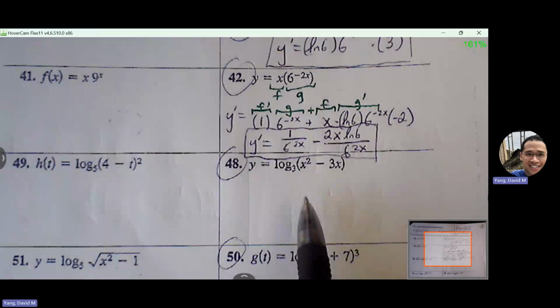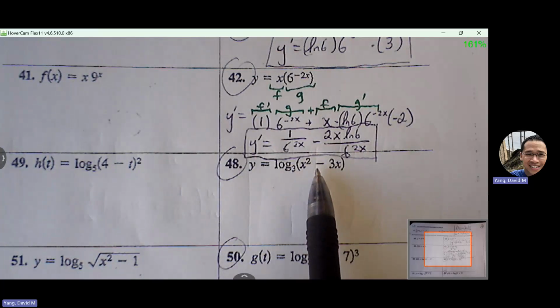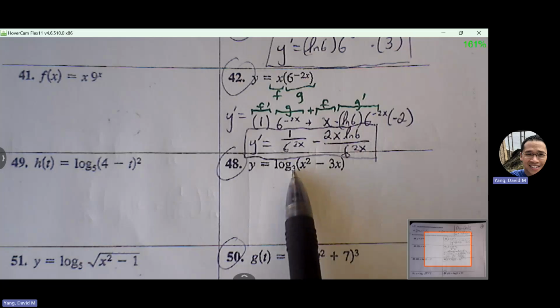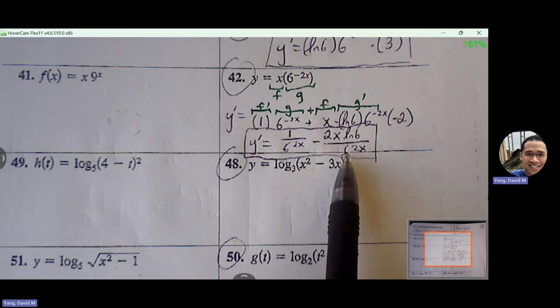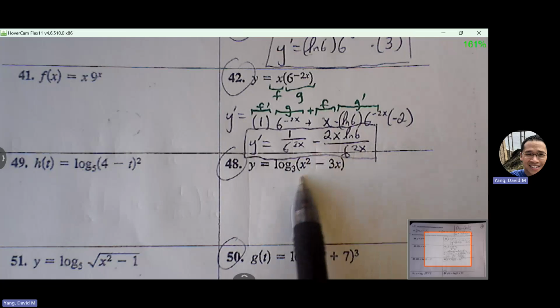All right, next up, 48, log base 3. We want to use that log base a of u rule. We always want to ask ourselves, is this expandable? We can't expand. There is no messy exponent that we can bring down, and we can't distribute the log base 3 through. So we should be able to go directly into our derivative rule.